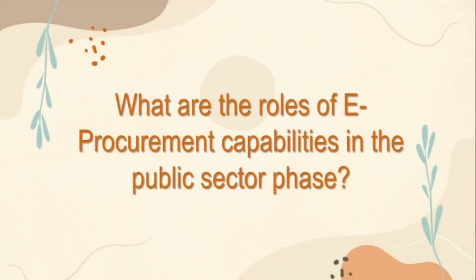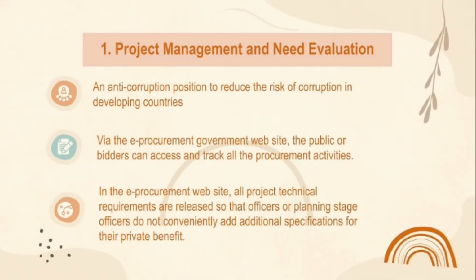So, what are the roles of e-procurement capabilities in the public sector? First, project management and need evaluation. It is an anti-corruption position to reduce the risks of corruption in developing countries. So, via the e-procurement government website, the public or bidders can assess and track all the procurement activities. And on the e-procurement website, all project technical requirements are released so that planning stage officers cannot conveniently add additional specifications for their private benefit.